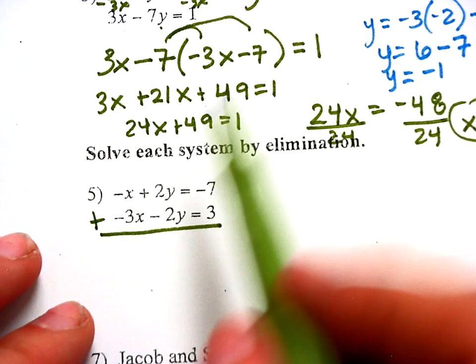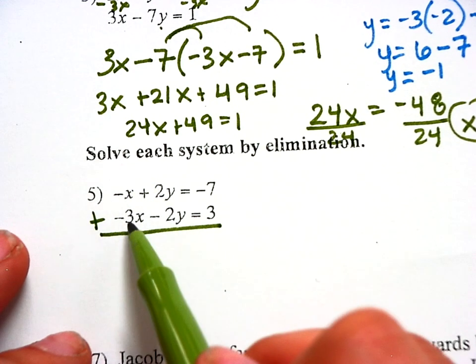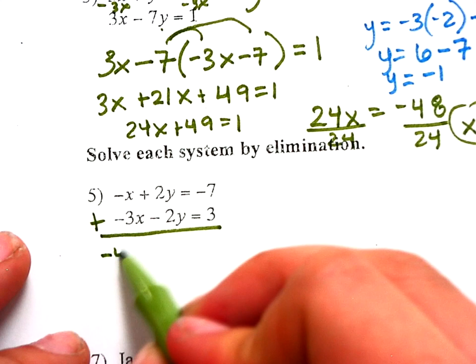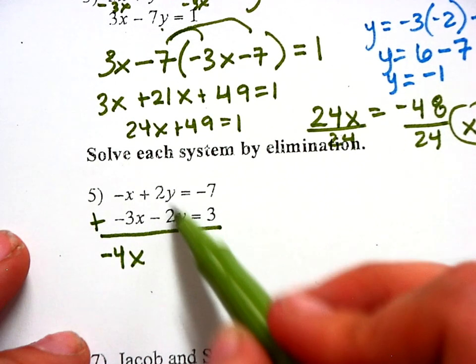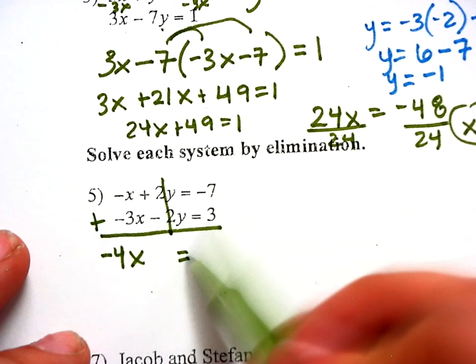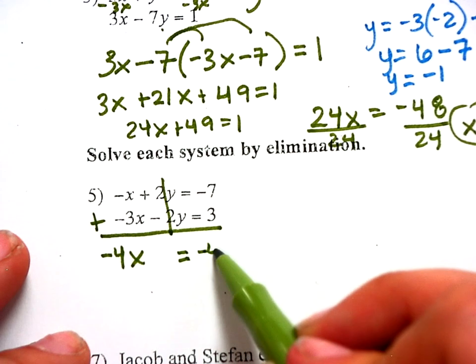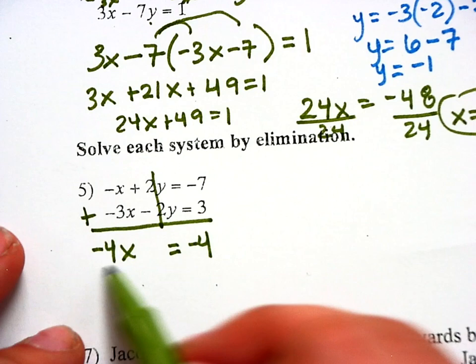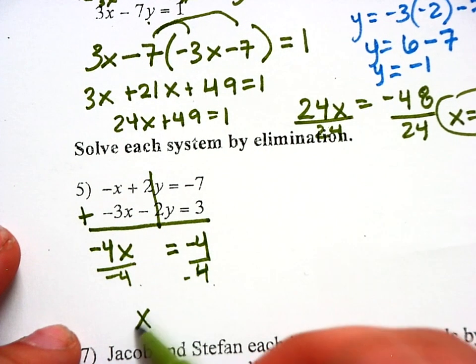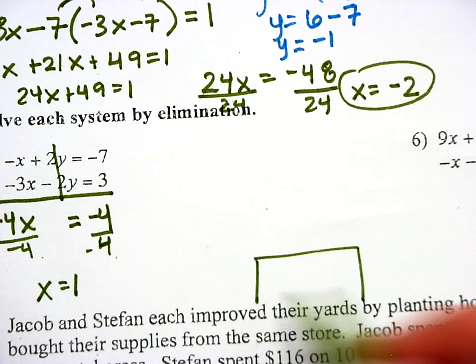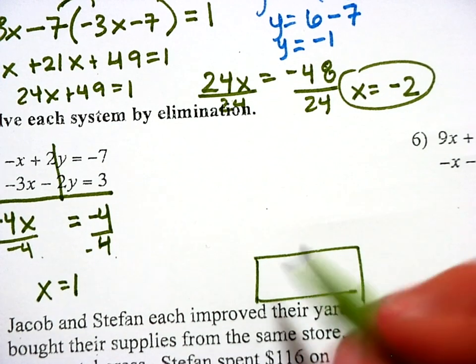Okay, so this is negative x plus negative 3, so that's a negative 4x. 2 plus negative 2, that's just 0, so those are eliminated. And then negative 7 plus 3 is negative 4. Divide both sides by negative 4, and we get x equals 1. Okay, so we've got half of our answer. Our x value is going to be 1.